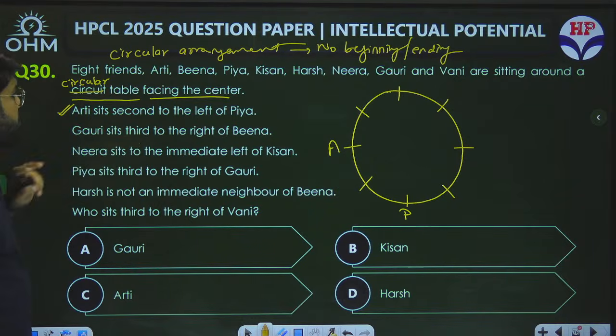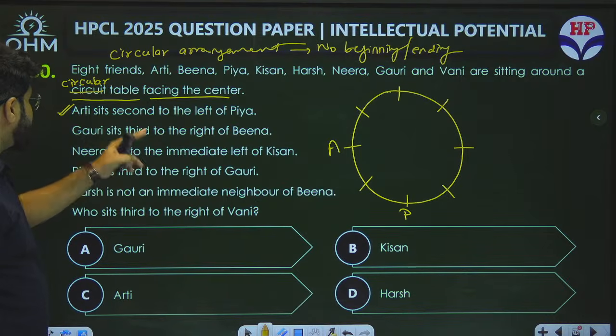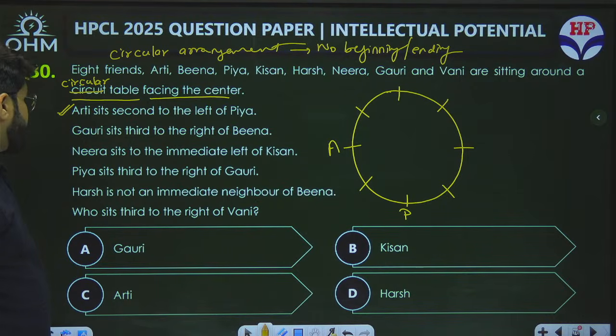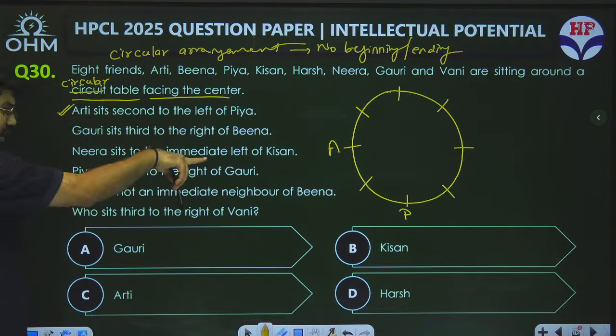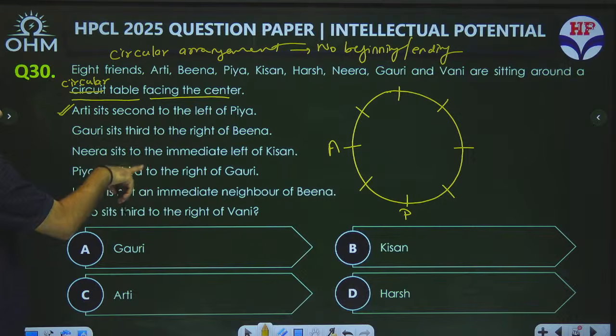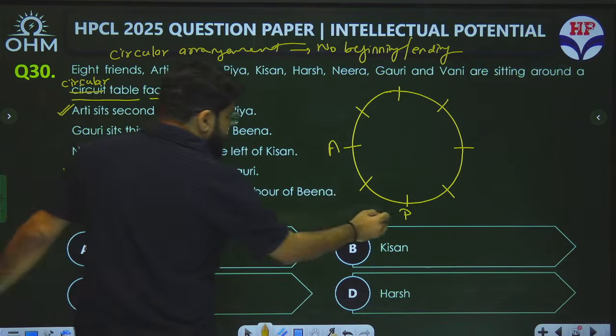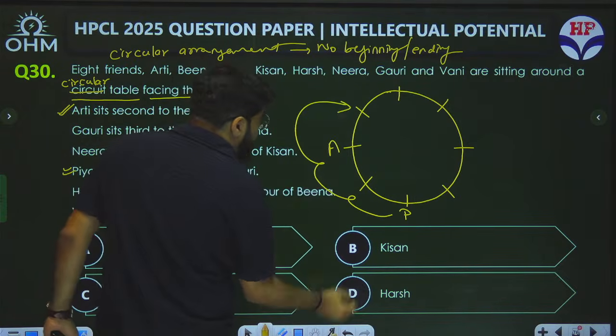Gauri sits third to the right of Beena, but where are Gauri and Beena? We can't say right now. Neera sits immediate left of Kishan. We'll have to wait. I need one more statement on Pia, and this will help me. Pia is already set. Pia sits third to the right of Gauri. Or vice versa, Gauri is third to the left of Pia. 1, 2, 3. Here comes Gauri.